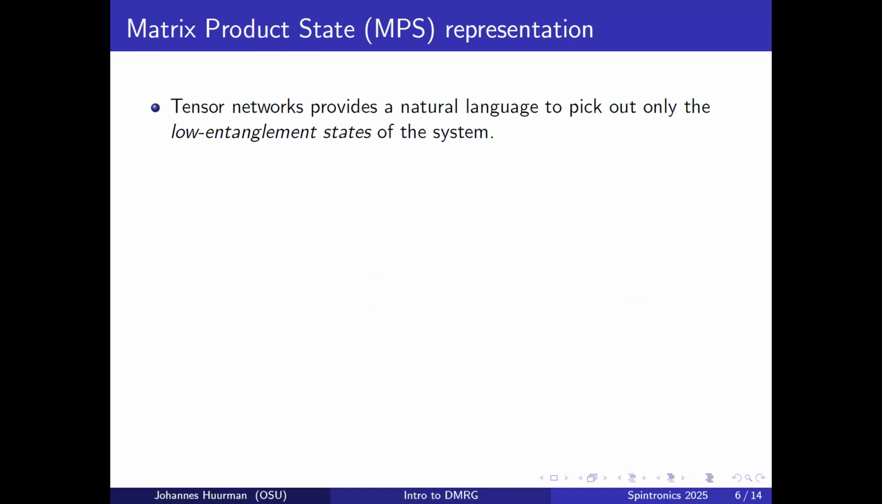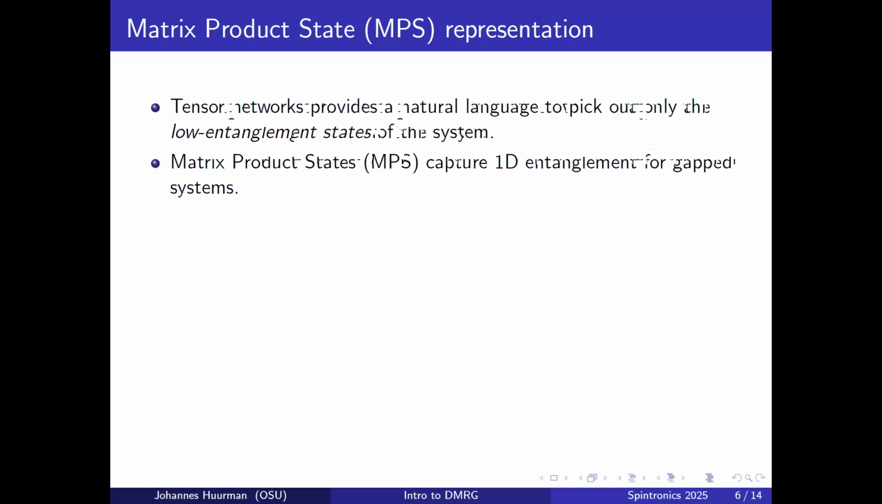Well, tensor networks provide a very natural language to pick out these physical states, which are referred to in the literature as low entanglement states of the system. Low entanglement because they only interact locally. If something was non-local, we'd have a lot of problems in physics.